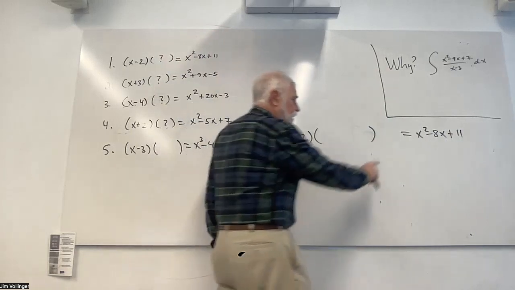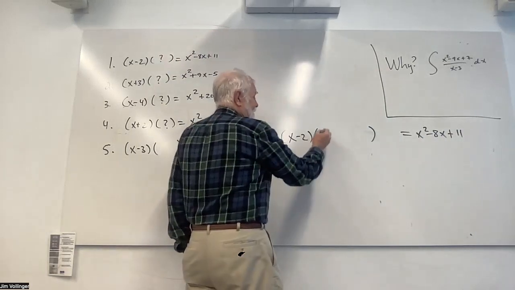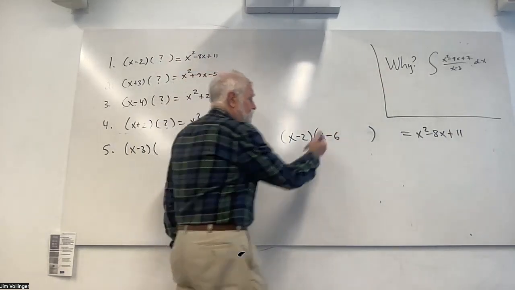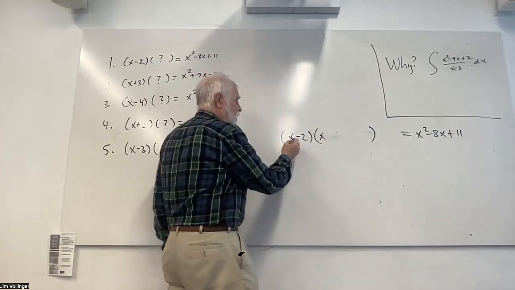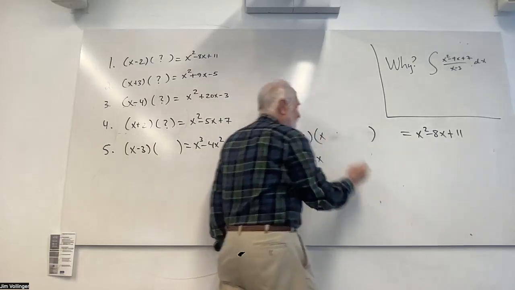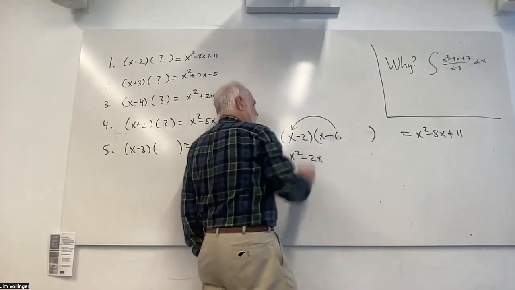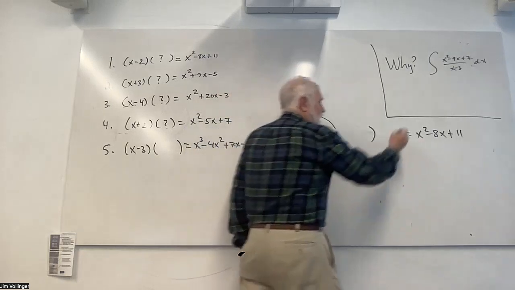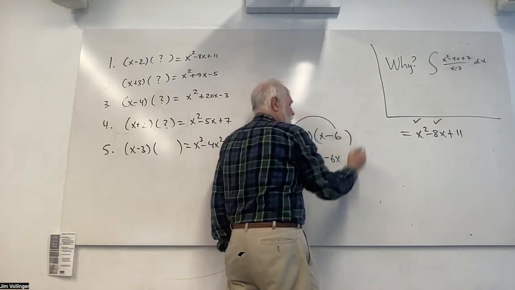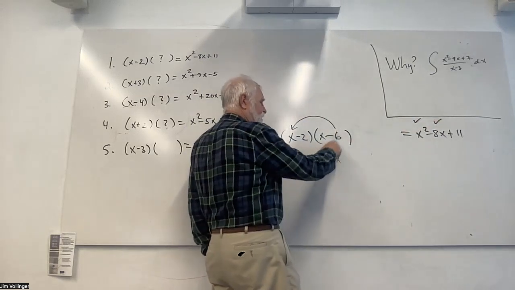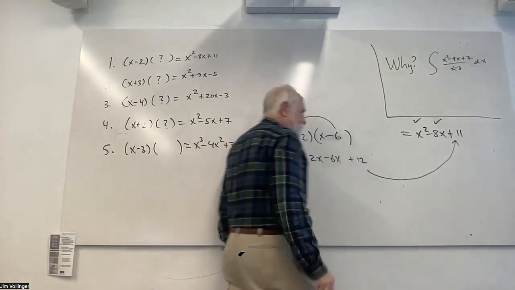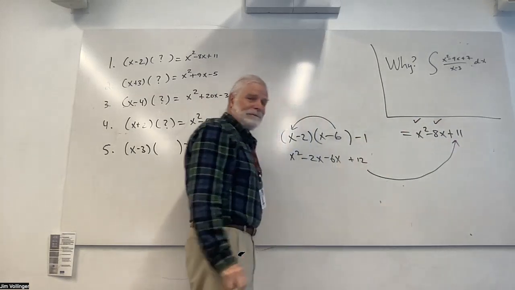Now, there's only one way that I can get x squared minus 8x, and that's x minus 6. Right? X times x is x squared, minus 2x. I gotta get to minus 8x. Minus 6 times x gets me minus 6x. And now I have the first 2 terms. What I don't have is the last term. Right now, minus 2 times minus 6 is positive 12. And I gotta get to 11. I gotta take 1 away.